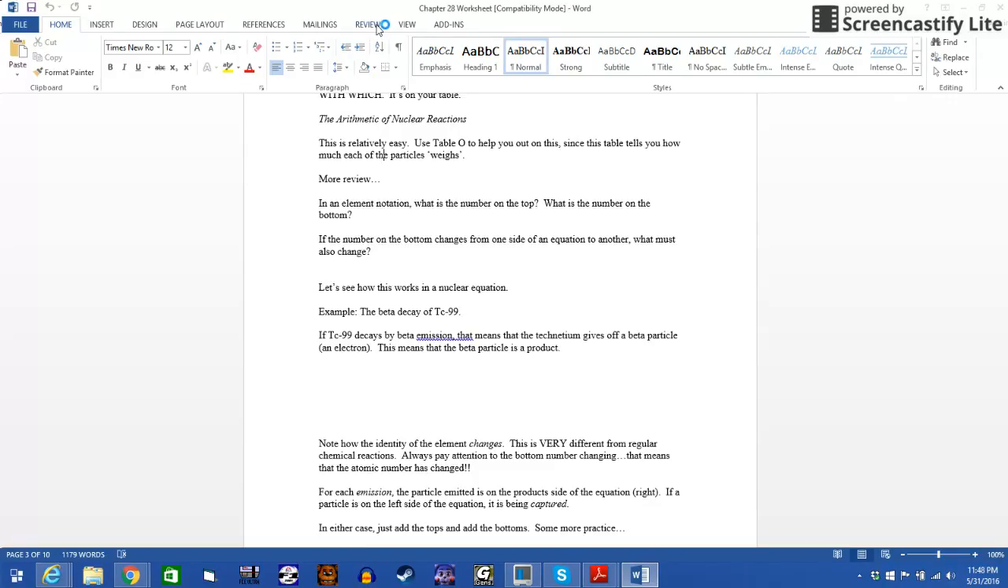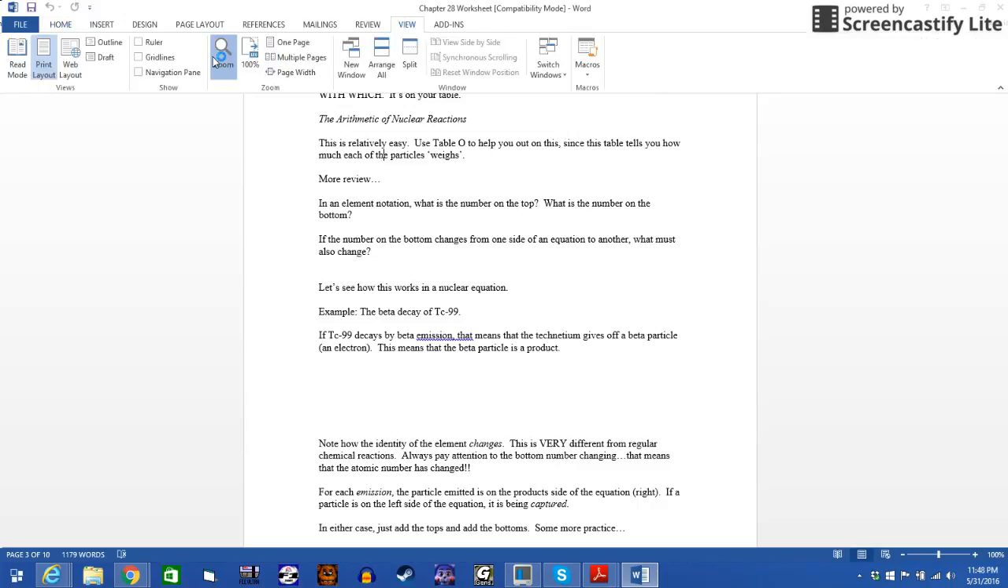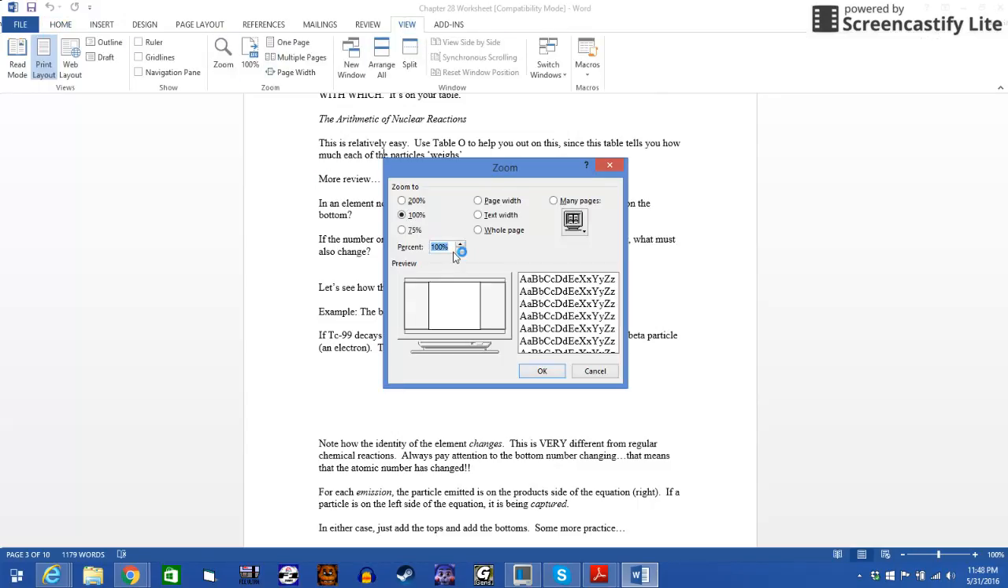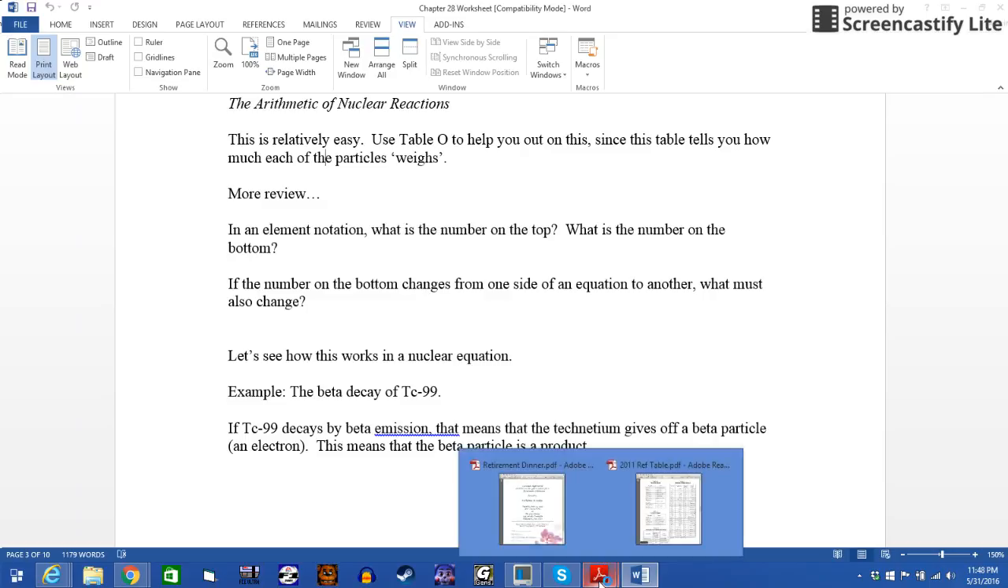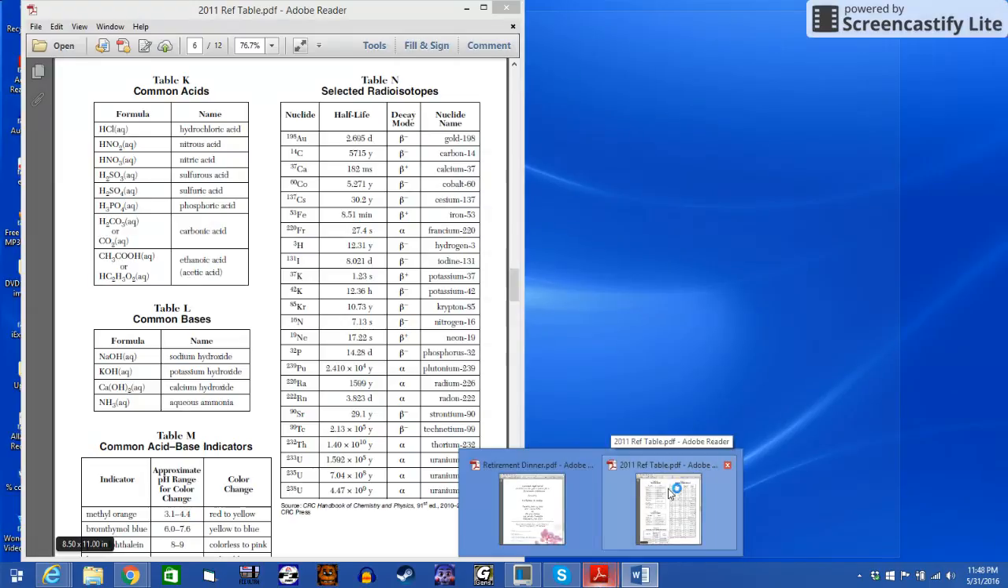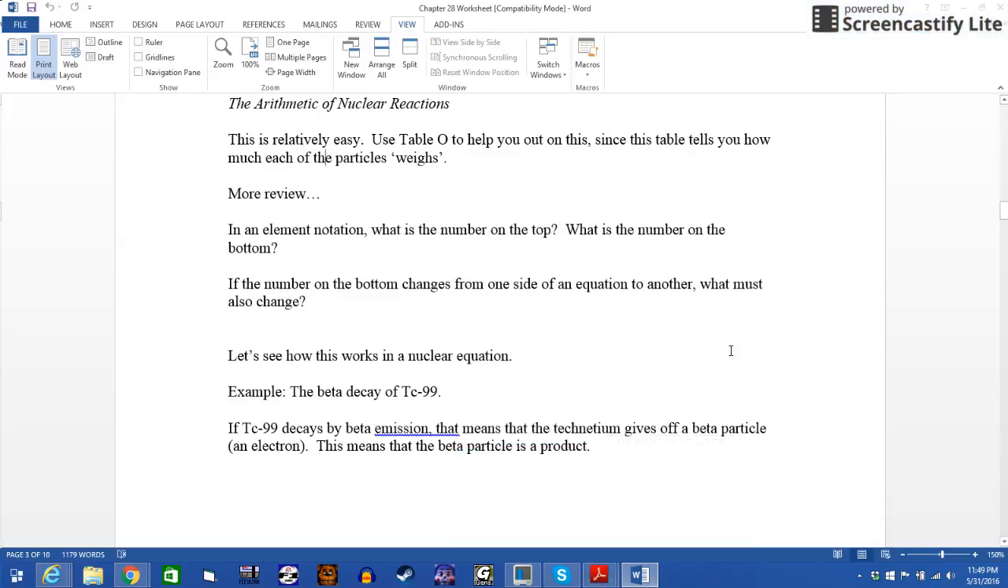Let me just increase the view size a little bit here. Go to 150%. And you should have table O out with you at the same time. I have it back here. It's ready to go when we have a need for it. Okay, so you'll need table N actually and O, but you'll see why you need N in just a minute. Use table O to help you out on the masses and the charges of the different atomic particles.